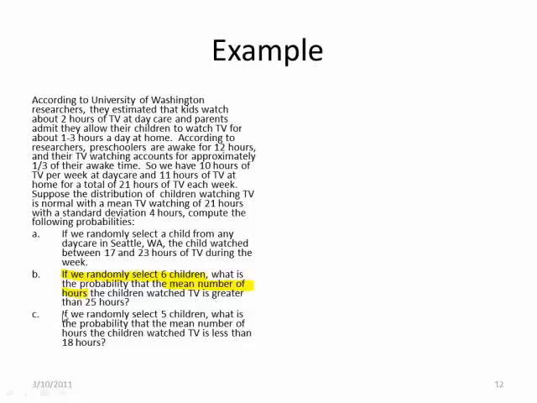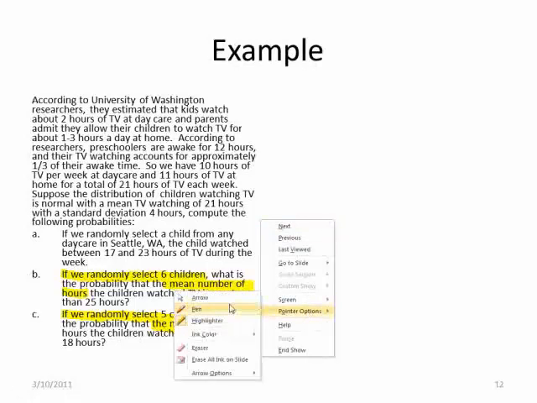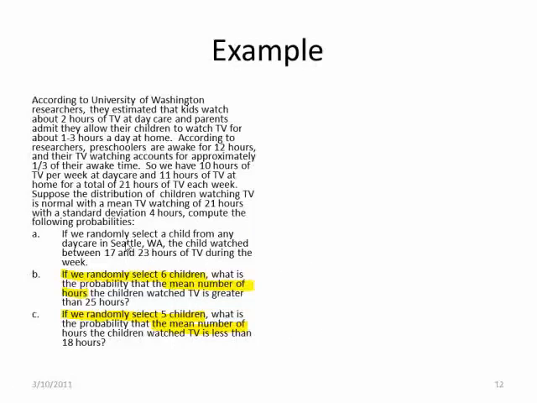Notice this one. If we randomly select 5 children, what is the probability that the mean number of hours watched is less than 18 hours? So can we agree then that A is asking a probability statement on X? B and C is a probability statement regarding what? X bar. So writing this in random variable notation for part A, this one is asking us to compute the probability that 17 is less than X is less than 23.